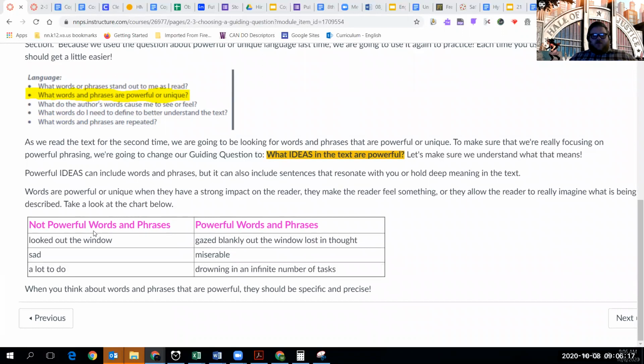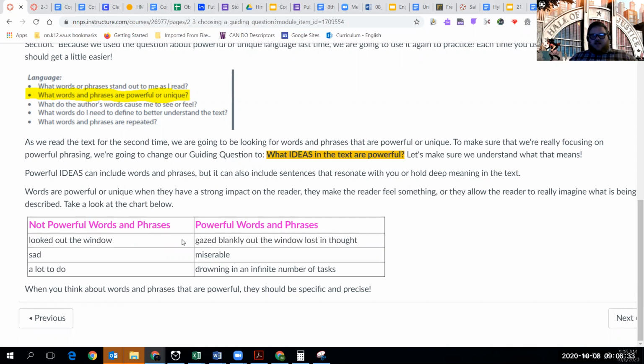Take a look at not powerful words and phrases versus powerful words and phrases. The first one, looked out the window. Okay, that conveys a message, but here's more meaning built into this one. Gazed blankly out the window, lost in thought.